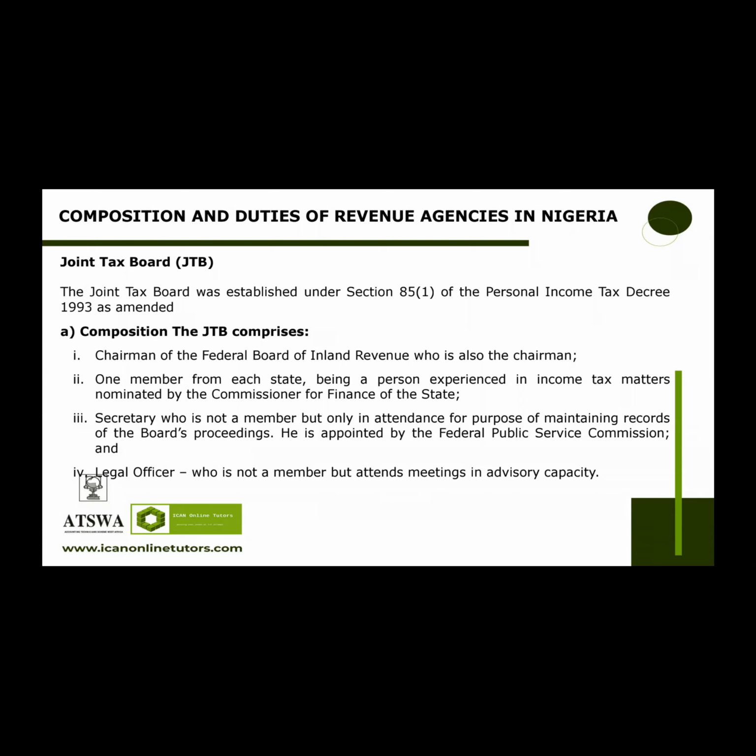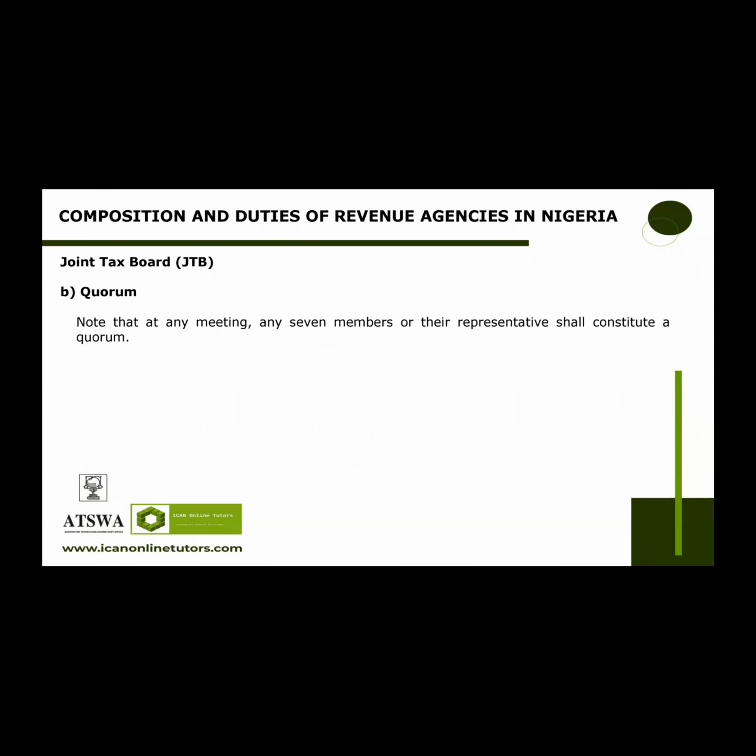There is also a Secretary, who is not a member but only in attendance for the purpose of maintaining records of the board's proceedings, appointed by the Federal Public Service Commission, and a legal officer who is not a member but attends meetings in an advisory capacity. Quorum: the quorum of the Joint Tax Board at any meeting is 7 members, or their representatives. That is, any 7 members of the JTB or their representatives shall constitute a quorum.